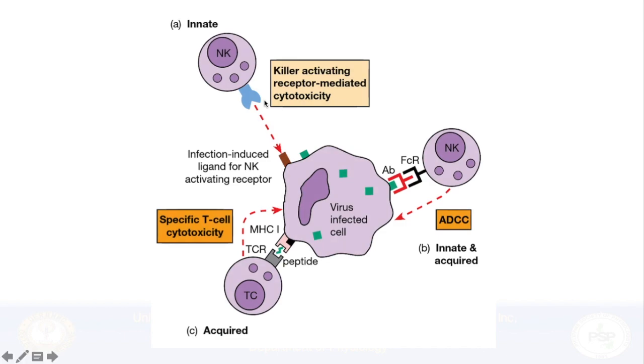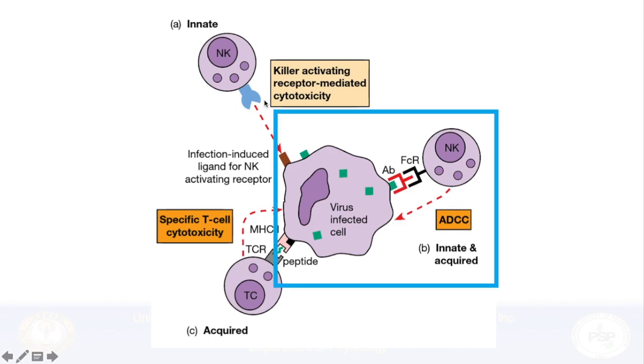Now the other mechanism of your natural killer cells is your ADCC, the antibody-dependent cytotoxicity, wherein the natural killer cell would recognize an antibody. This is the antibody that is bound to a cell or to a microbe. Once it recognizes this antibody, the natural killer cell will attack the infected cell.